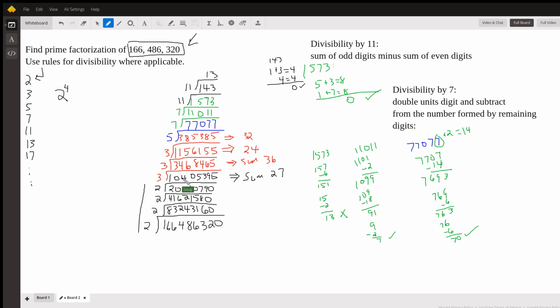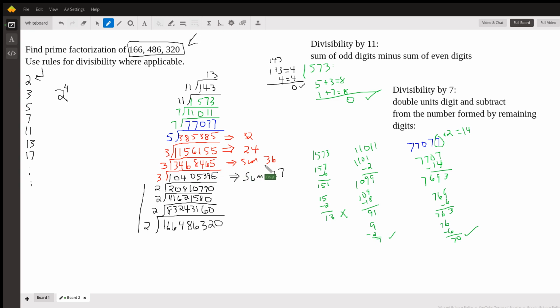How do you know if this number is divisible by 3? Well, the test for divisibility by 3 is to add up all the digits, and if the sum is divisible by 3, then so is the original number. So I can see that these digits add up to 27. 3 goes into 27, so 3 will go into this number. And there it is, 3,468,465. I'm going to try to divide by 3 again.